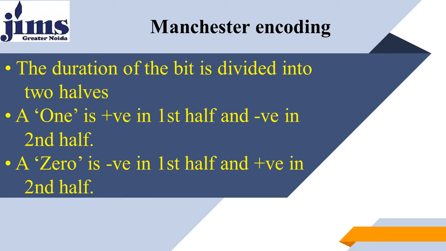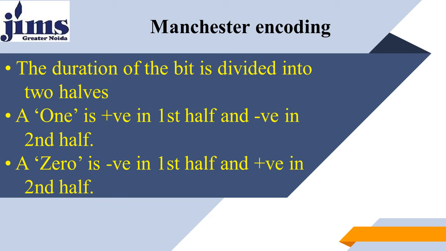And whenever 0 comes in the picture, the first half of the total bit period we represent by a negative signal, and the rest half is represented by a positive. So whenever 1 comes in the picture, we have to divide the whole duration of the bit period. The first half is represented by a positive signal, and the second half is represented by a negative. And in the case of 0, it's just the opposite case. We start with the negative and end with the positive, right?